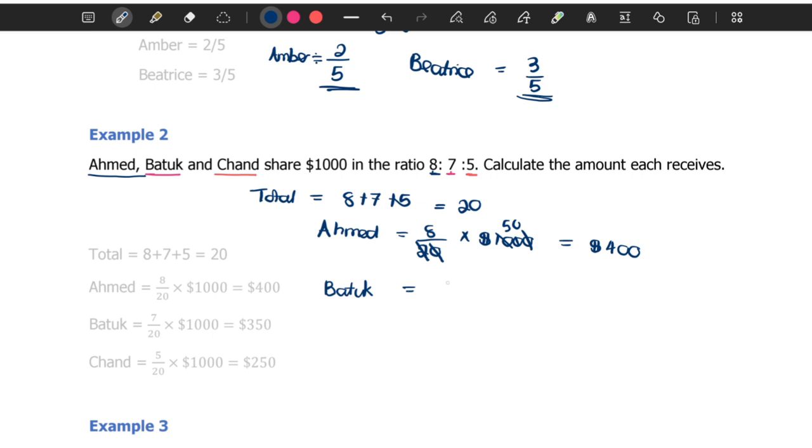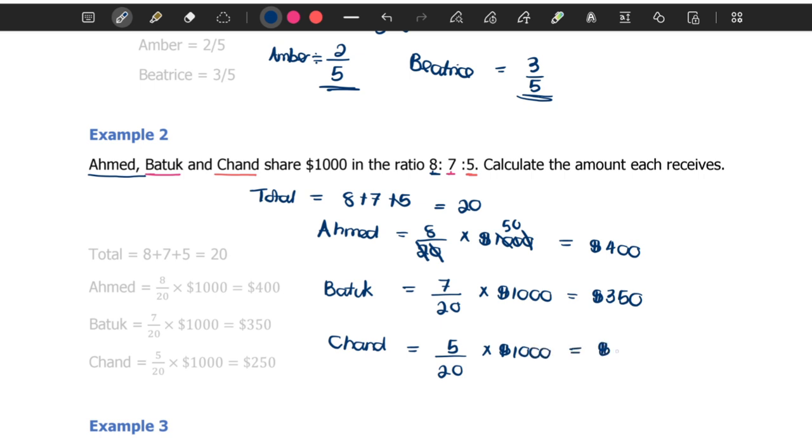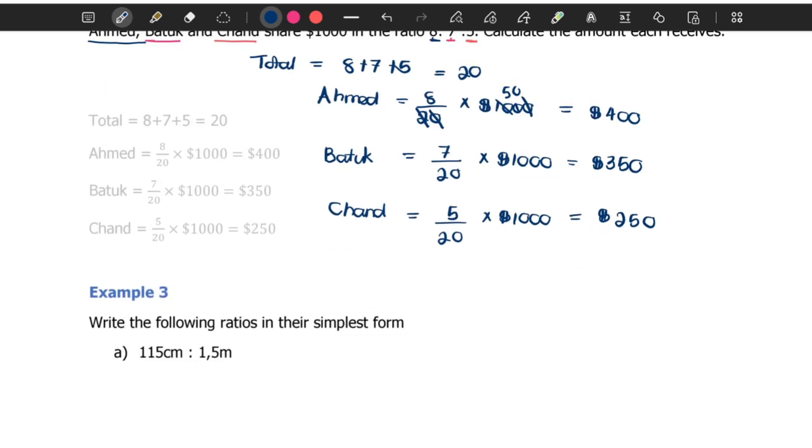That's the second one. So that's 7 over 20 times the $1,000. And that's going to be 350. And then we go to Chand. That's 5 out of the 20 times 1,000. And that's 250. So if you have time, you can also cross-check to make sure that it actually adds up.